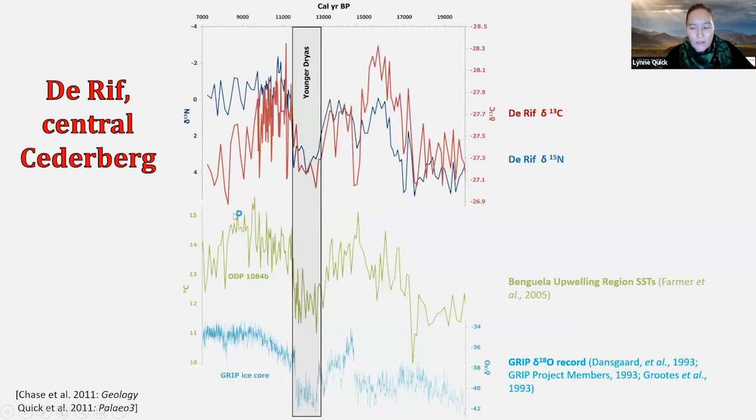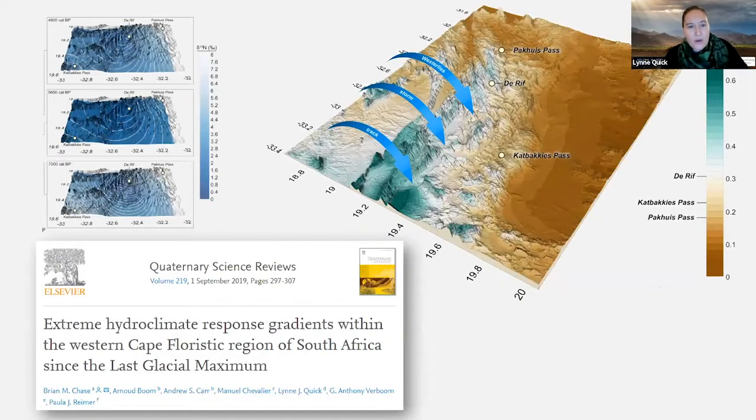This was some of my master's work, and we published a couple of papers on that, and it was really cool to see this level of detail and change within the isotope signal for this time period in the central Cederberg. Even to the point where, with a couple more middens and some more analysis of the isotope results, we started using words like extreme hydroclimate responses within the region.